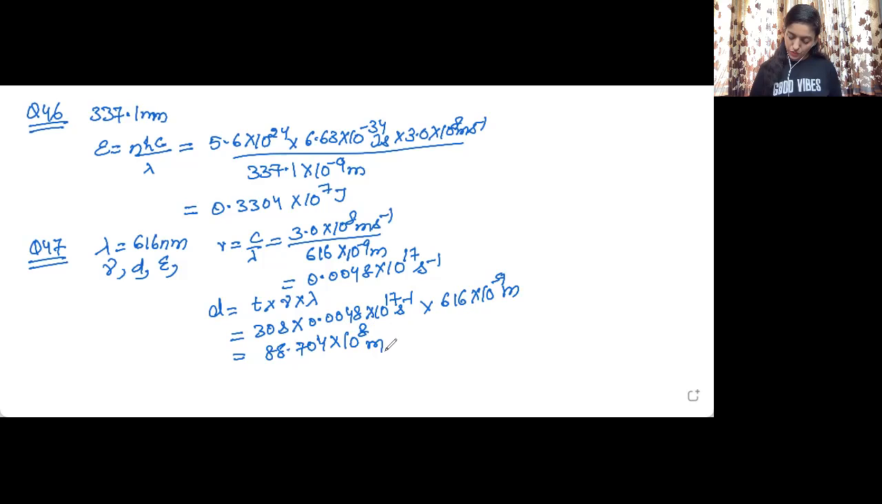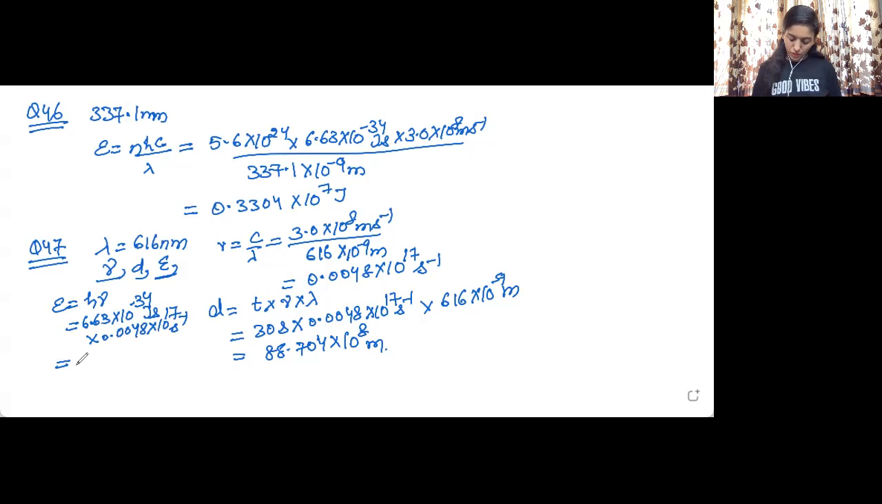Okay, now let us move into the next part, that is we need to find out the energy of the quantum. So energy, either you can use nu to find out energy or you can use lambda. So E is equal to h nu. It will be equal to 6.63 into 10 raised to the power minus 34 joule second multiplied by nu is 0.0048 into 10 raised to the power 17 per second. So it is coming out to be equal to 6.63 multiplied by 0.0048.